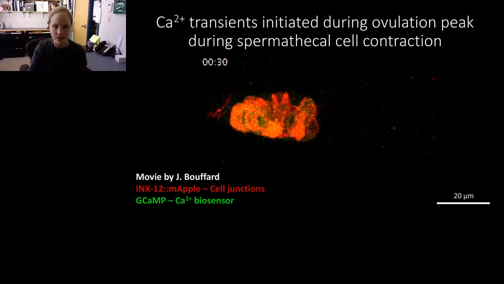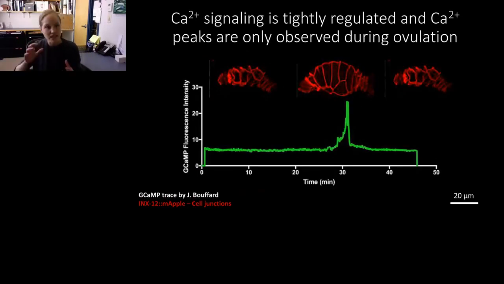If we measure calcium fluorescence intensity over time, what you can see over this 50-minute time is that it's very stable and doesn't change at all, except during ovulation. Once the cells become stretched out and produce a contraction, that's when you have that peak of calcium. So really it seems that calcium is very tightly regulated and is important for contraction.